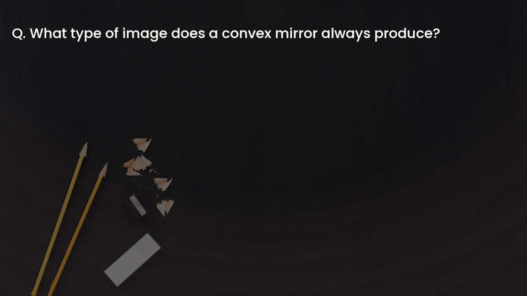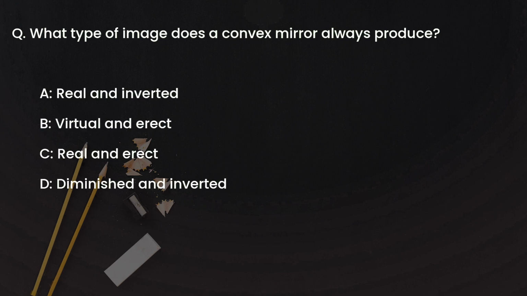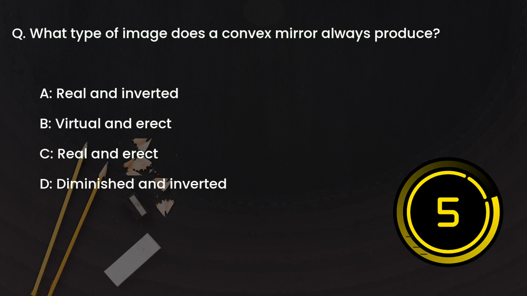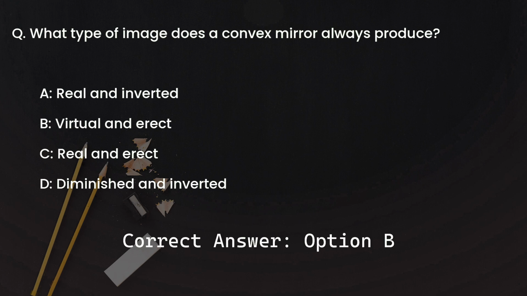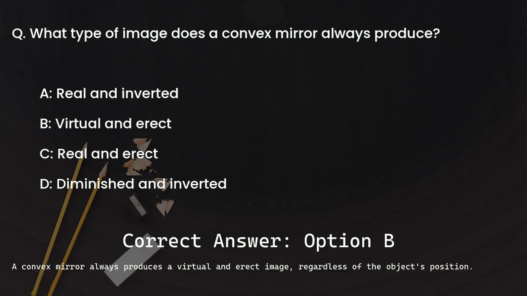Question: what type of image does a convex mirror always produce? Option A, real and inverted. Option B, virtual and erect. Option C, real and erect. Option D, diminished and inverted. You have 5 seconds to answer the question. The correct answer is option B, which is virtual and erect. A convex mirror always produces a virtual and erect image, regardless of the object's position.